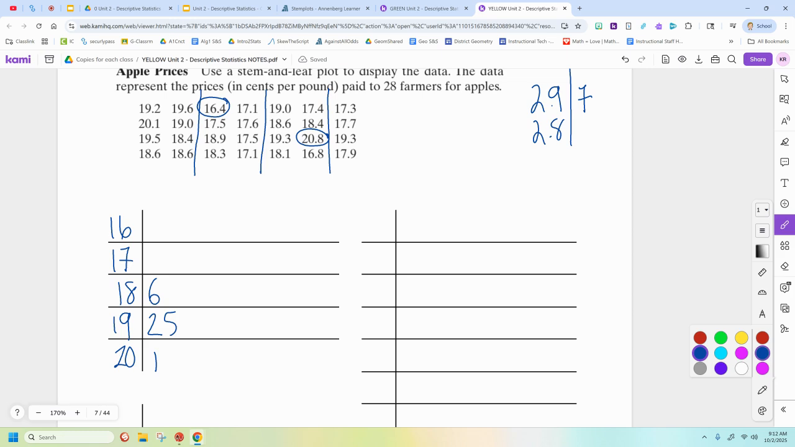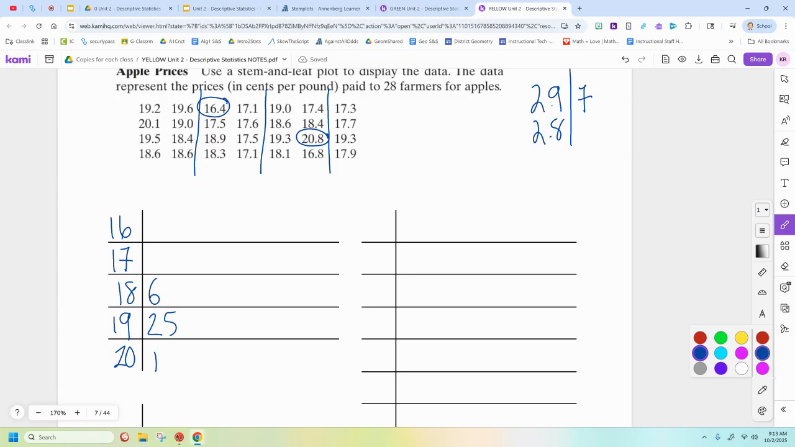So the stem can be as big of a number as we need it to be, but you can only have one digit as the leaves. So to represent 19.2, I'm going to go to the 19 line and just put a 2 here. Okay, so 20.1, I'm going to go to the 20 and put a 1. And then I'm going to put a 5 in the 19. Right? I'm going to go to the 18 and put a 6.